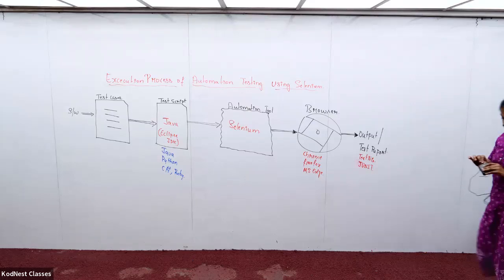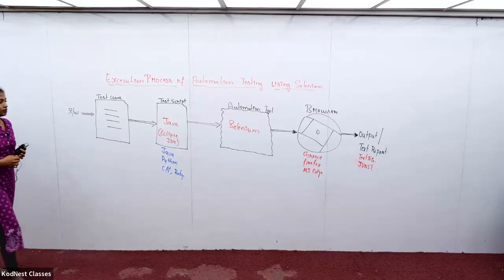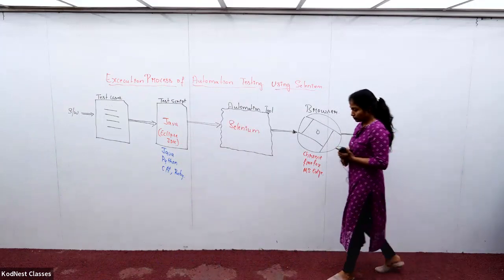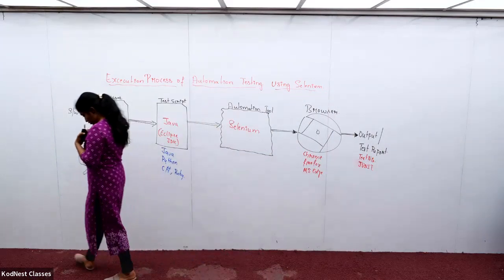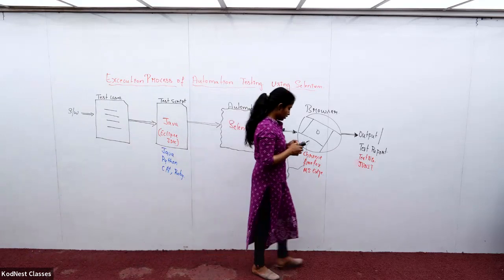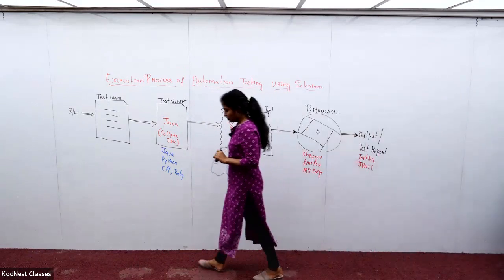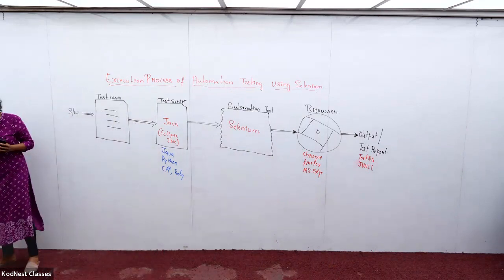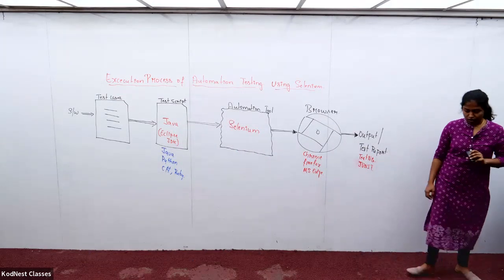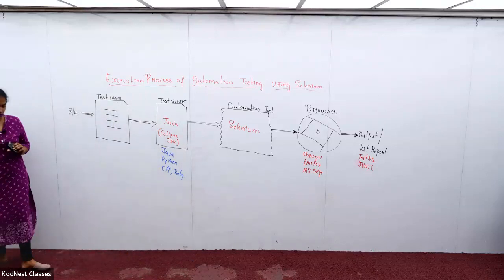On the point below that, write: automation testing is a process of performing the testing using different automation tools. Full stop.